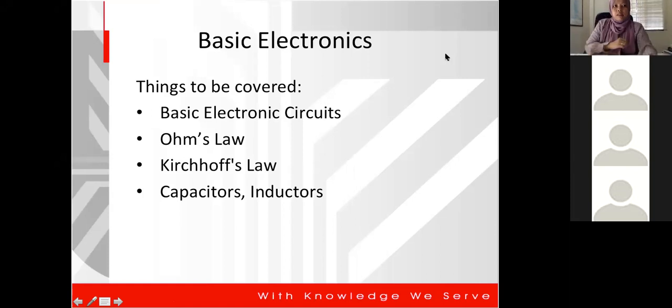Okay, today I will discuss basic electronics. Things to be covered: basic electronic circuit, Ohm's law, Kirchhoff's law, and capacitors and inductors. I think you have learned this in your digital electronics class last semester, so I will go very quickly, just revising your understanding and knowledge on this topic. Okay.